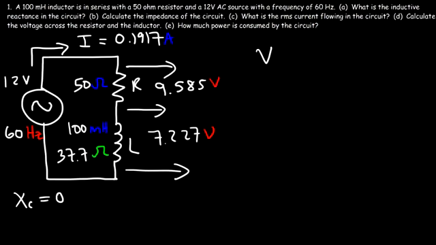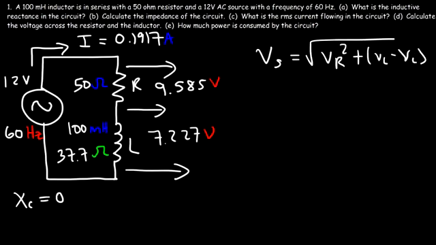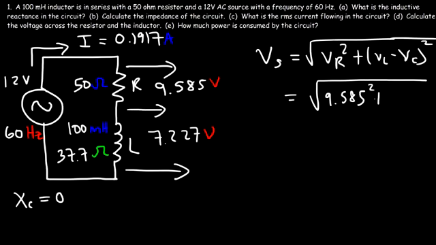And it's this equation. The source voltage is going to be the square root of VR squared plus (VL minus VC) squared. Very similar to the impedance equation. Now VC is 0 because there are no capacitors in the circuit. So in this example, VR is 9.585 and VL, that's 7.227, and then let's square that.